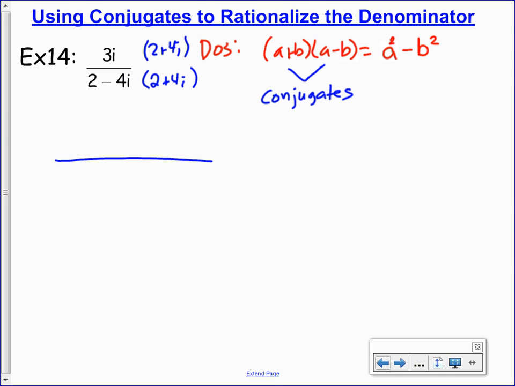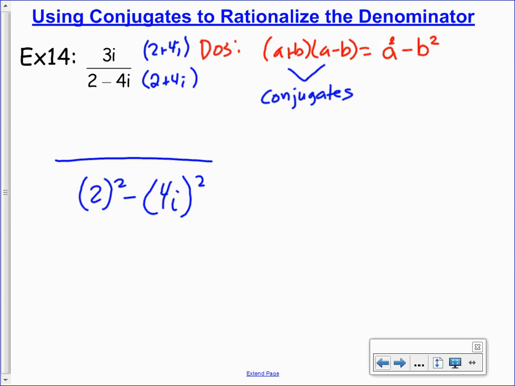What's my A? It's 2, and B is 4I. So it's just 2 squared minus (4I) squared that happens to the bottom. When you do the conjugate, that's how you get rid of the I, because it squares out. So it would be 4 minus, what's 4 squared? 16, right? But this is a negative 16, so it's going to be 4 plus 16.